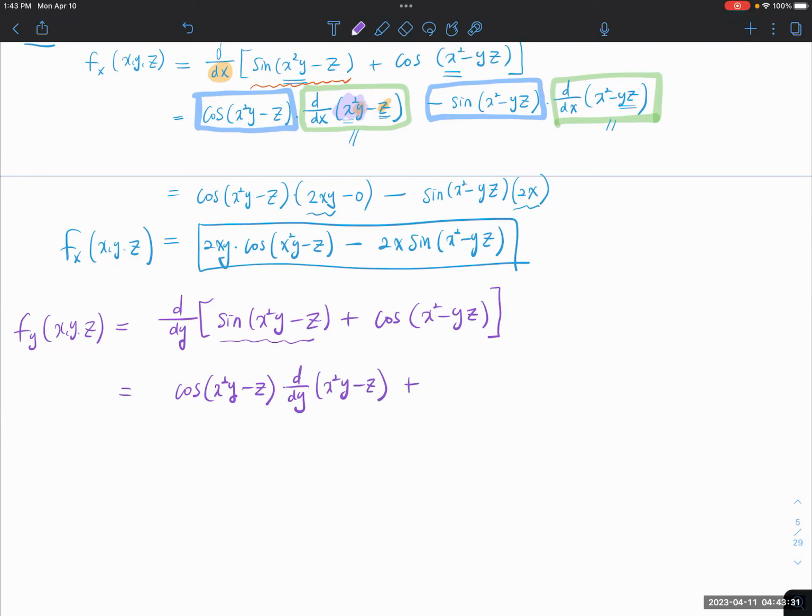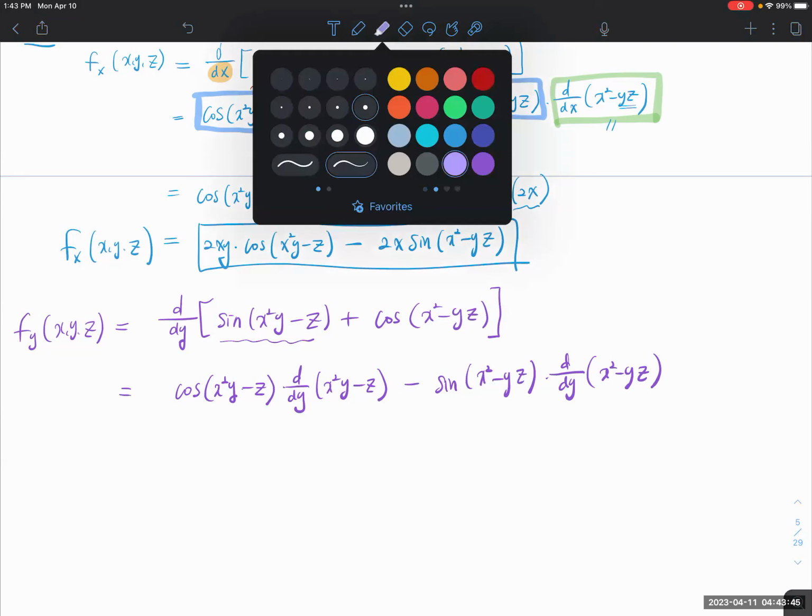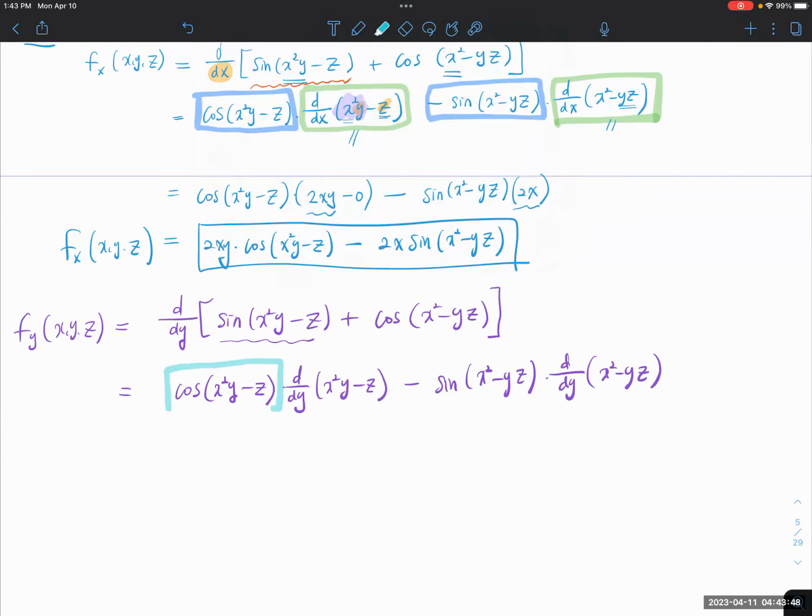And then the next one, that's going to be negative sine x sec y minus yz, and d/dy of the inside, you're taking the derivative. Are you okay with that? So if I highlight it one more time, you know what's going on outside. This is the outside. We already took the differentiation. And then this is going to be the inside of the chain rule.